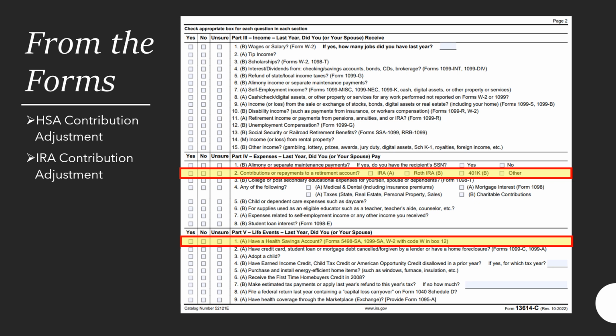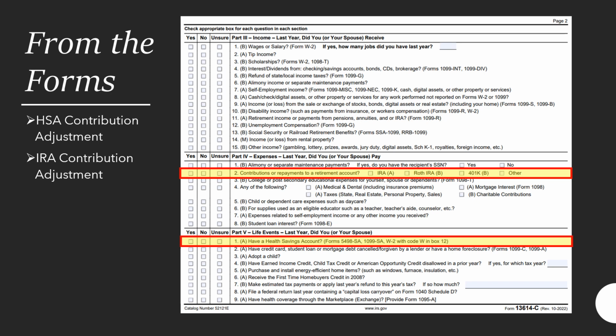Then we have a couple of adjustments that have to do with special tax favored accounts. So we have HSAs, which are health savings accounts, and we have IRAs or individual retirement arrangements. Both of those are tax favored accounts, and if our taxpayers contributed to them, they may be able to take an adjustment.